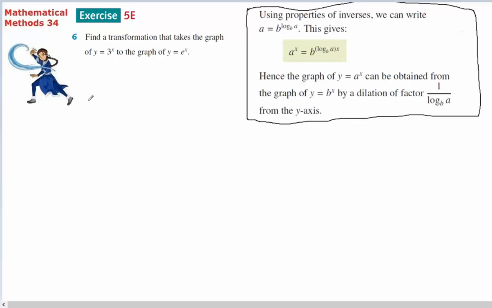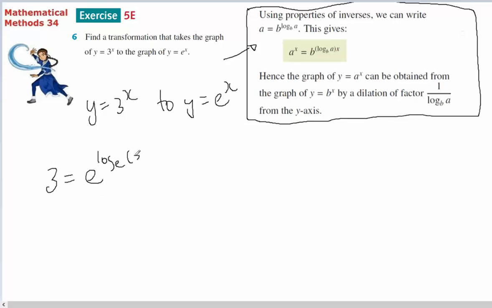So I want to go from y equals 3 to the x to y equals e to the x. Now, 3 is identically the same as e to the log base e of 3, because if you raise e to the logarithm of base e, it's going to equal whatever's in here, the answer. So I picked 3 because that's my base here. It's following exactly what was written there.